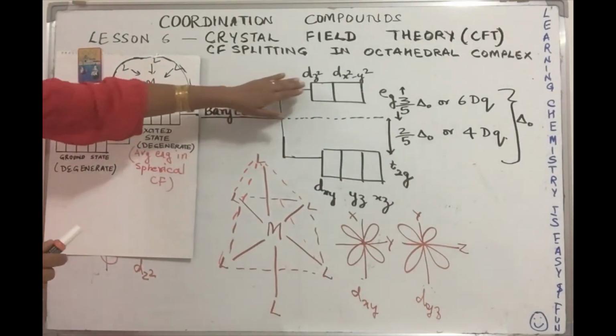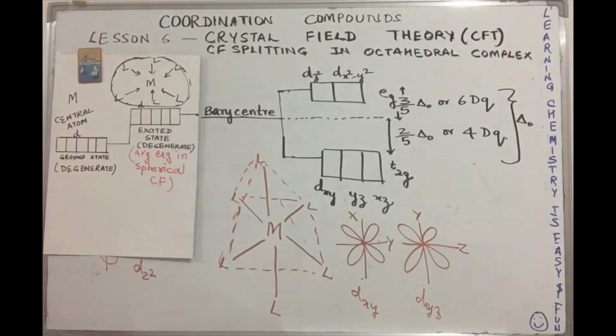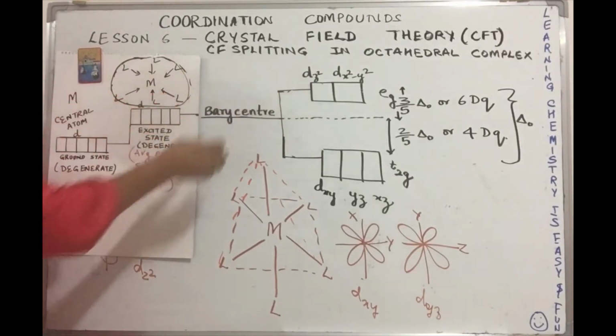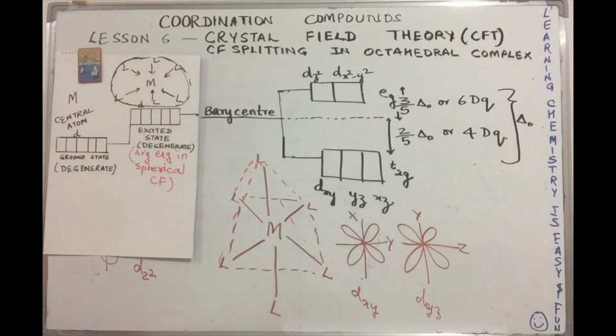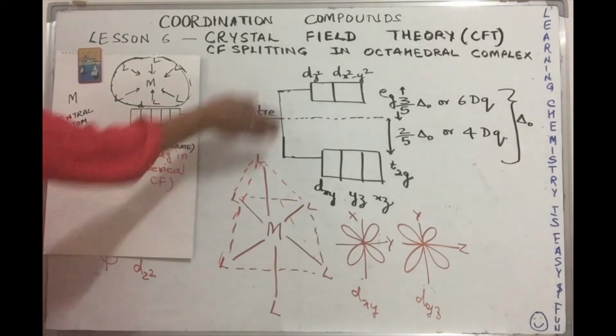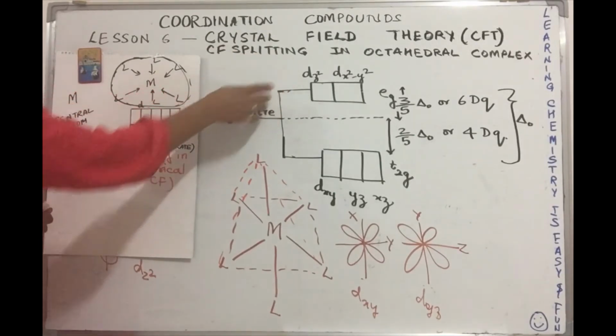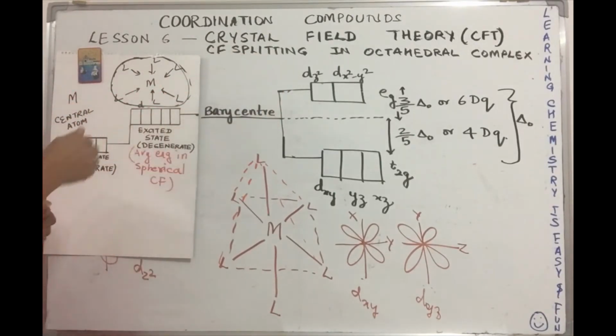Whereas the two orbitals which are aligned along the axis, their energy gets raised. They're still in that fighting mode. No, we won't give in. We won't give in to these ligands. So they're full of energy. So they are raised to a higher energy level, right?